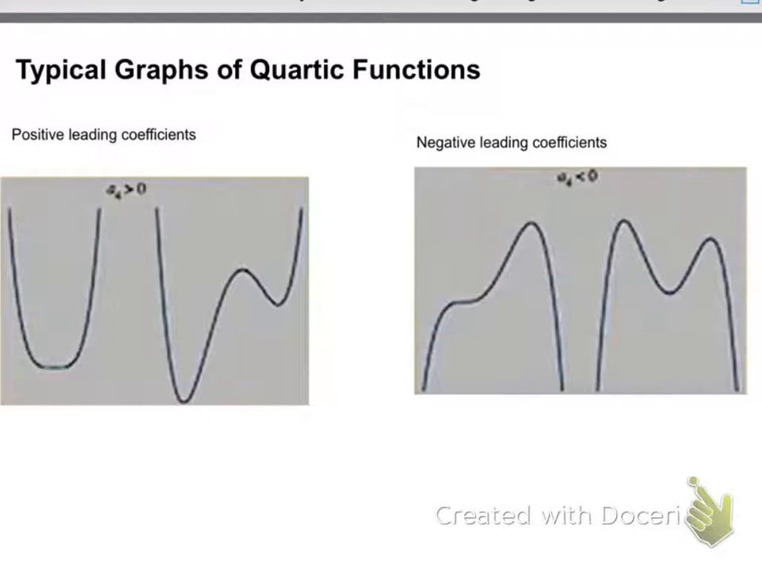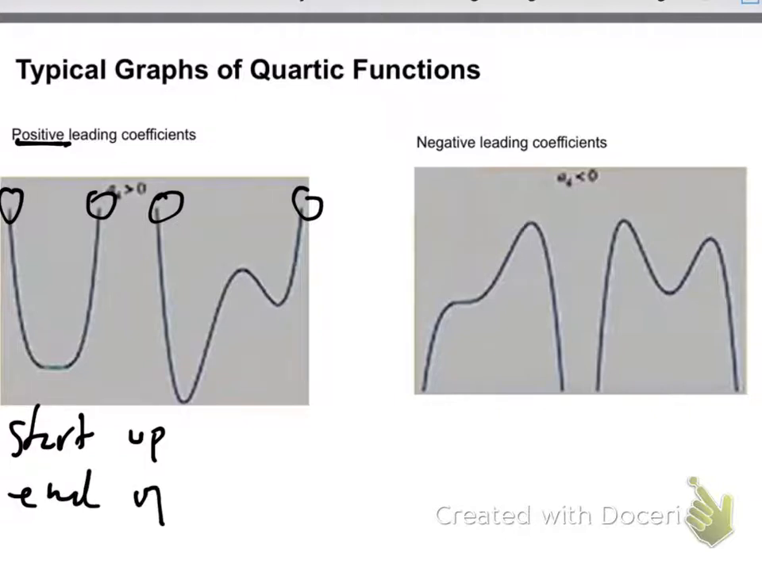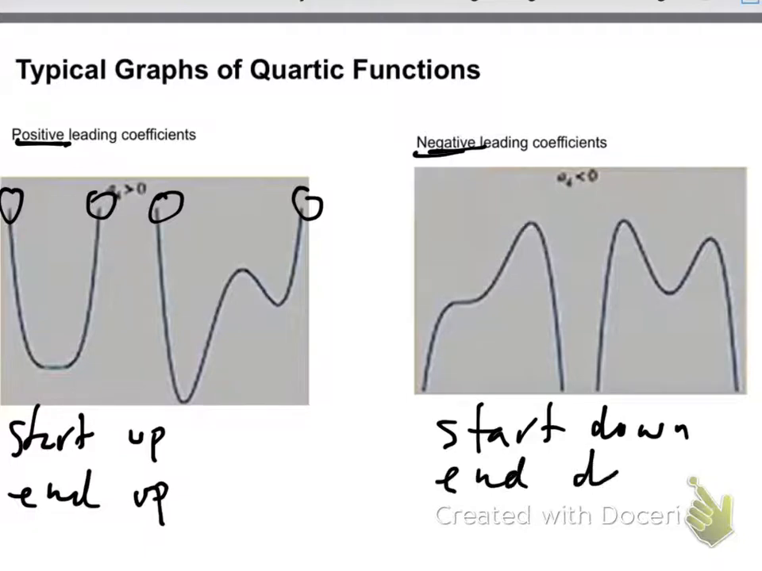Now, for quartic functions, when the leading coefficient is positive, notice how the end behaviors are the same. Alright, so a positive leading coefficient, we start up and end up. And then if the leading coefficient is negative, it's the opposite. You start down and you end down. Okay.